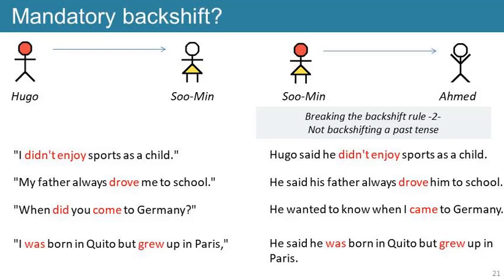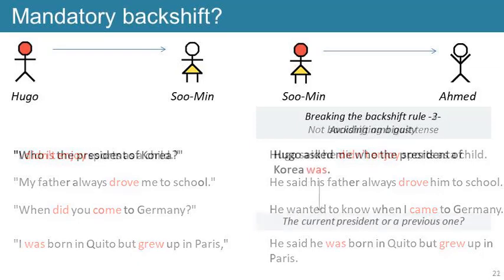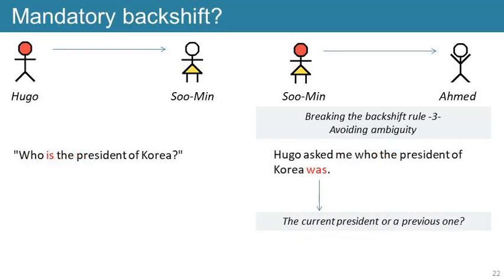Note that making the right tense choice in this context requires a general understanding of the past perfect and when it is commonly used. This is beyond the scope of this lesson. The third common breaking of the backshift rule is when backshifting would result in an ambiguous report. For example, Hugo asked Sumin yesterday, "Who is the president of Korea?" If Sumin backshifts Hugo's present tense to the past tense, he asked who the president of Korea was, Ahmed will not know if Hugo was asking about the current president or a previous one.